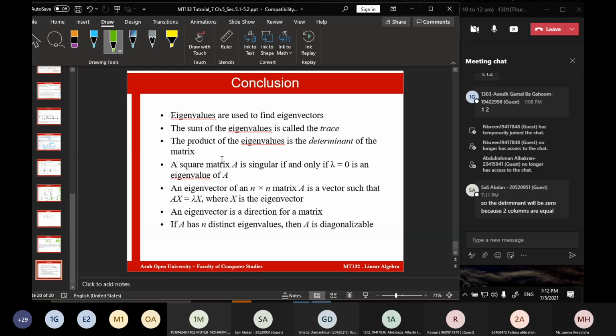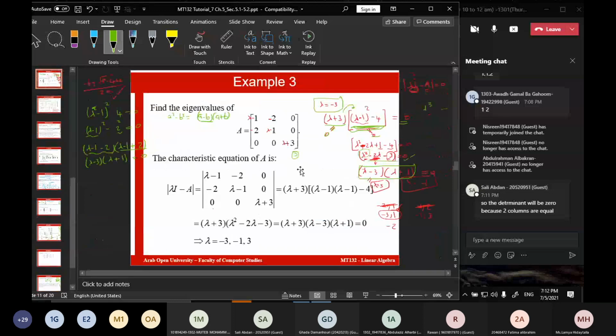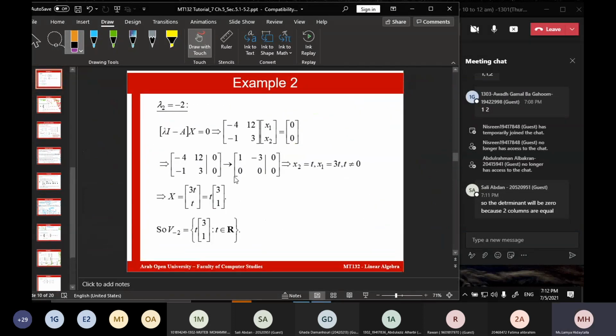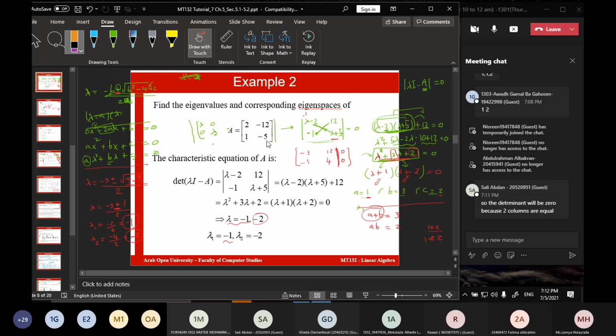Lastly, to find the eigenvectors, we have to find first the eigenvalues. So eigenvalues are used to find the eigenvectors. We knew this before. Now the new information: the sum of the eigenvalues is called the trace of the matrix. Let's see. In this example, where is the trace of the matrix A? It is the diagonal. This one, we call it the trace. Add the numbers in the trace: 2 minus 5 is minus 3.